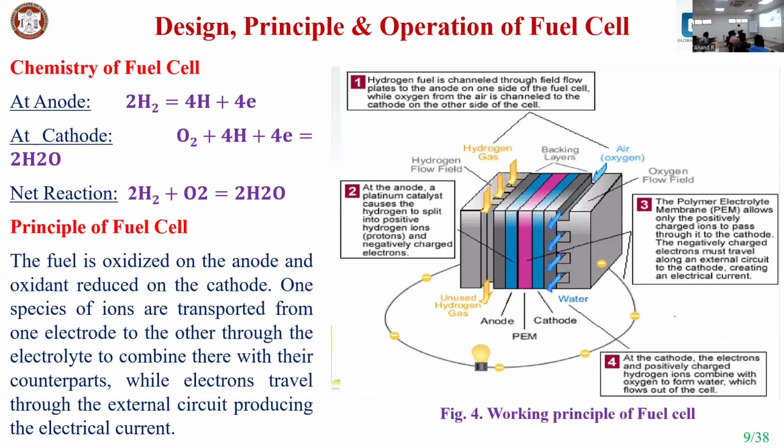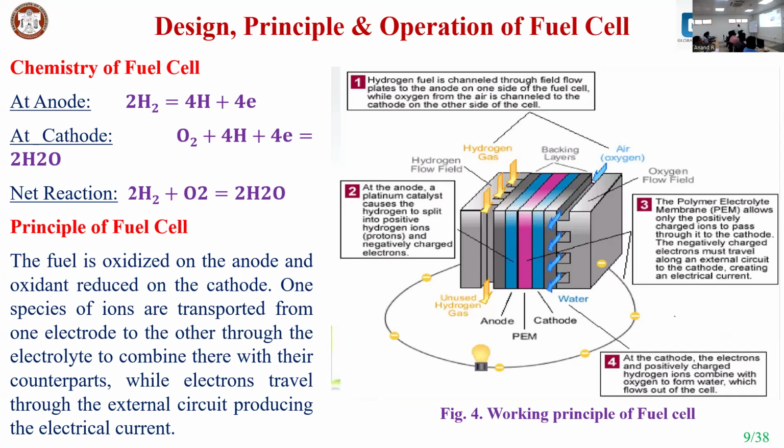So this is the chemistry: how the hydrogen is oxidized into hydrogen ions and electrons, and how the oxygen is reduced into O minus. Then it reacts with the hydrogen that comes from the anode through the electrolyte. It combines with the oxygen at the cathode, and the electrons coming from the external circuit also combine at the cathode. Finally, we get the net reaction: hydrogen reacts with oxygen and produces water. The fuel is oxidized on the anode side and oxygen is reduced on the cathode. One species of ion is transported from one electrode to the other through the electrolyte to combine with its counterparts. You can see here this is the anode, this is the cathode, and water is also forming at the outcome.